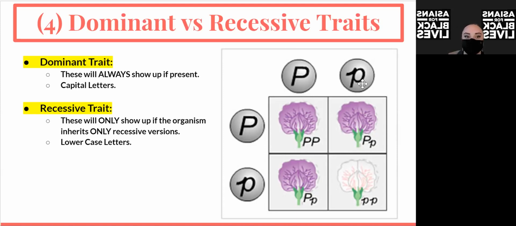We have one parent's traits at the top and another parent's traits on the side. I see each parent has one dominant variation. I know it's dominant because it's a capital letter, and one recessive variation. So if they have one dominant and one recessive, what word would I use to describe the parent?